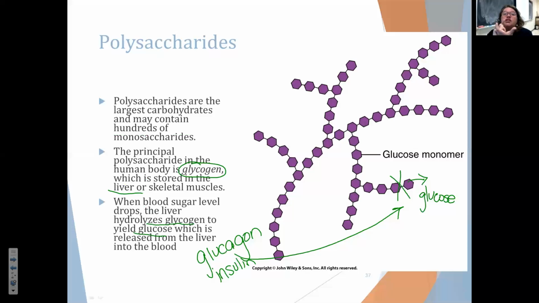Again, dehydration synthesis and hydrolysis are going to be the exact opposite reaction from one another.